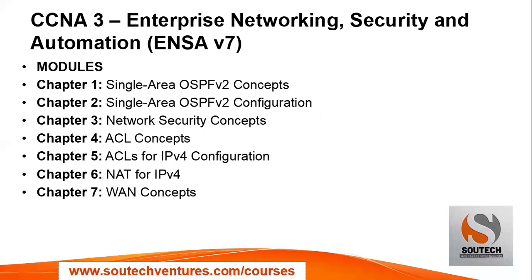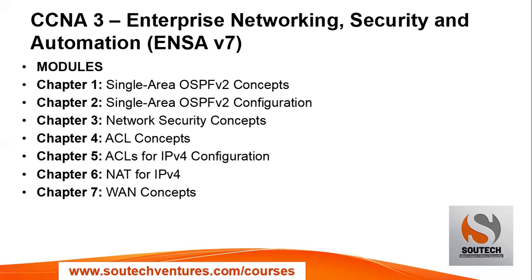Now for the modules, we're going to be looking at 14 modules in this enterprise networking security automation course. So the first one is going to be single area OSPF version 2. What's the concept of open shortest path first? Then how do we configure it? Then we're also going to be looking at network security concepts. Because you could have an engineer set up a network. That is just one part of the game.